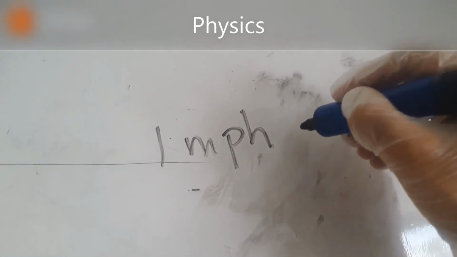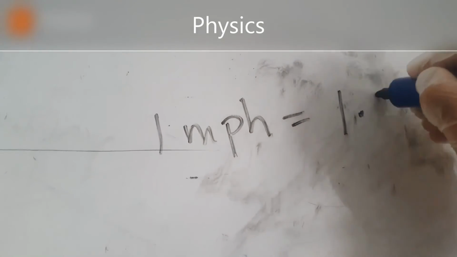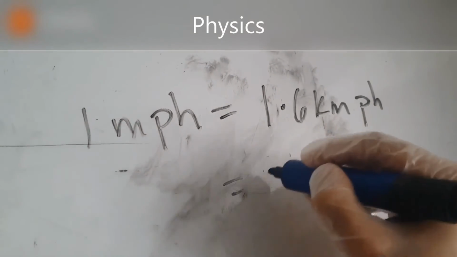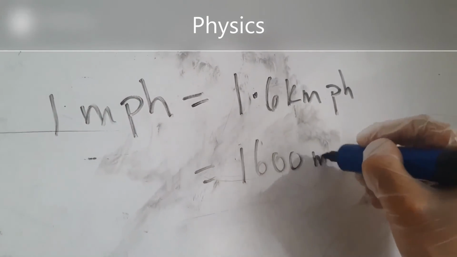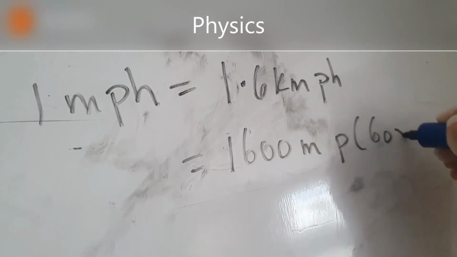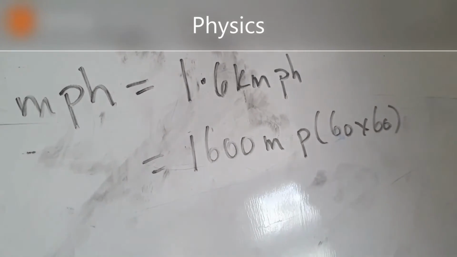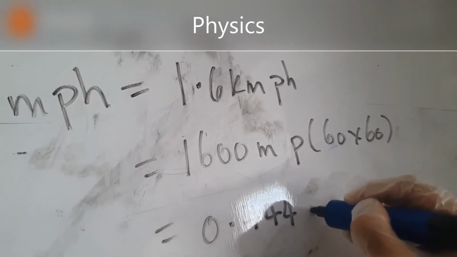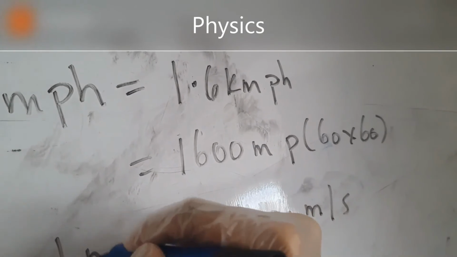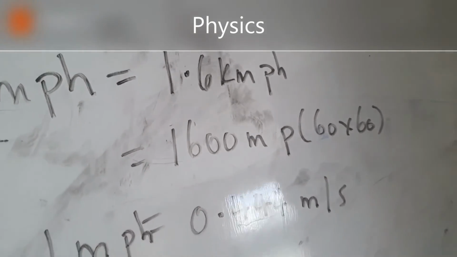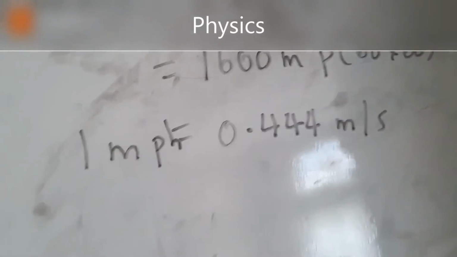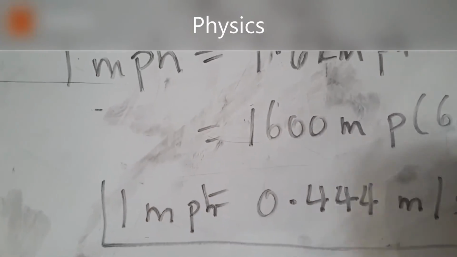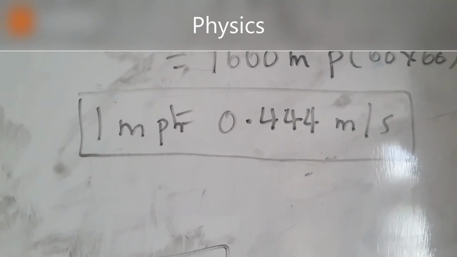Now we need to be able to convert 1 mile per hour into meters per second. 1 mile is about 1.6 kilometers, and 1 kilometer is 1,000 meters. So 1 mile is 1,600 meters. And remember, per hour, you need to convert that into seconds. 1 hour is 60 minutes, and 60 minutes is 3,600 seconds. If we divide 1,600 by 3,600, we get 0.444 recurring. So that's the conversion. 1 mile per hour is 0.4444 meters per second.